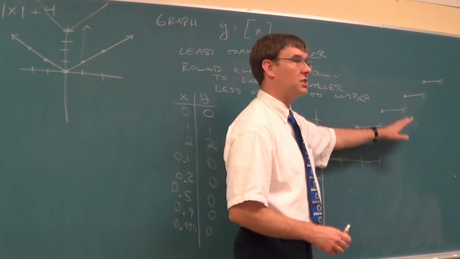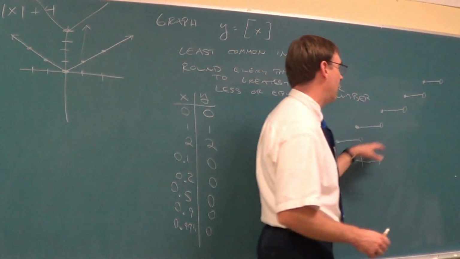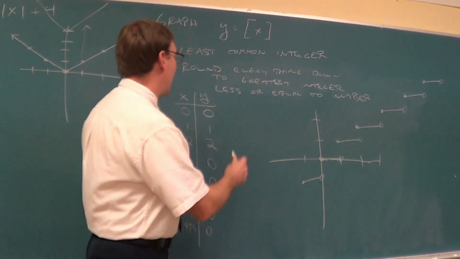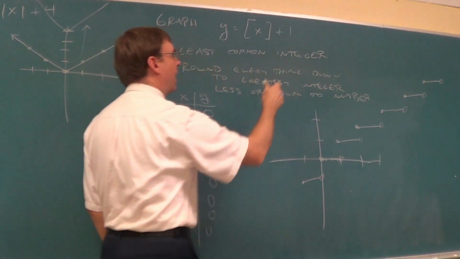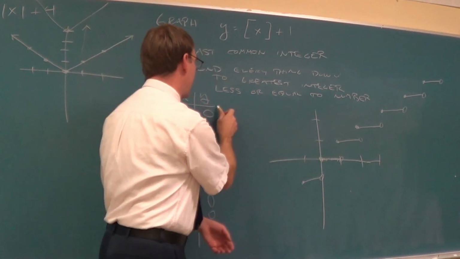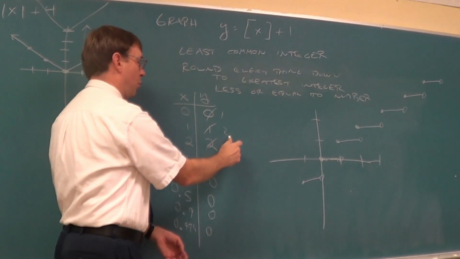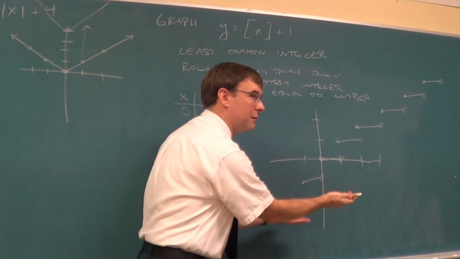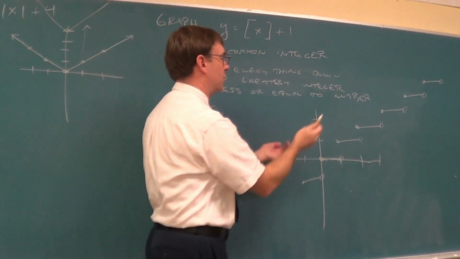You're just going to get a bunch of steps. They're going to go forever and ever. If I went to this and added +1, all it would do is take all of these numbers and they'd all go up 1. So this whole graph would just lift up one square.